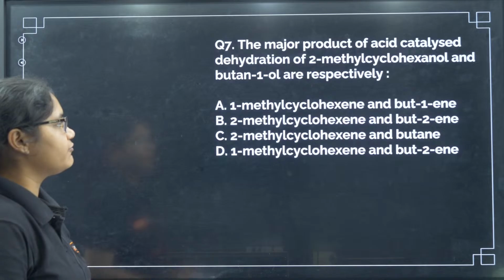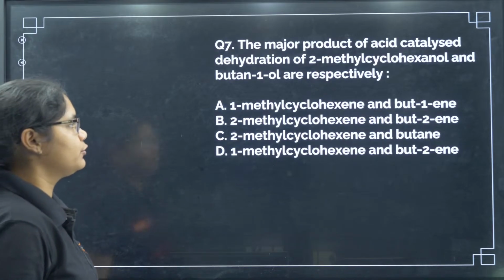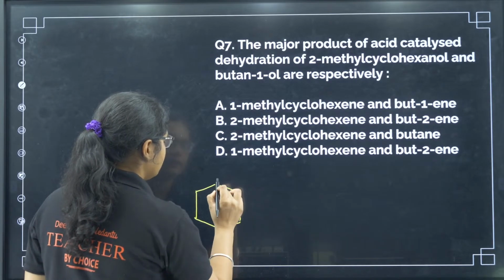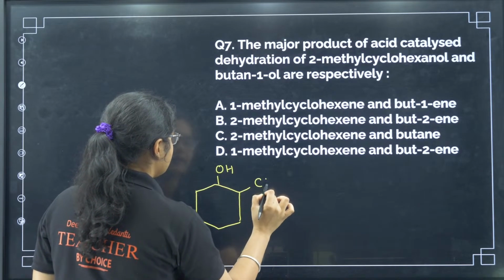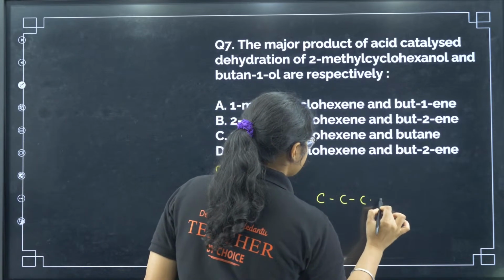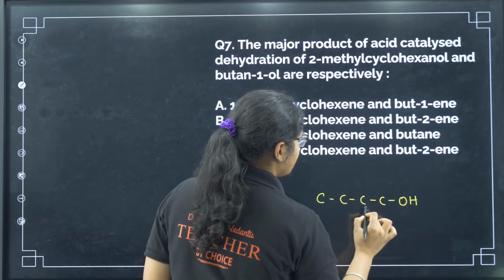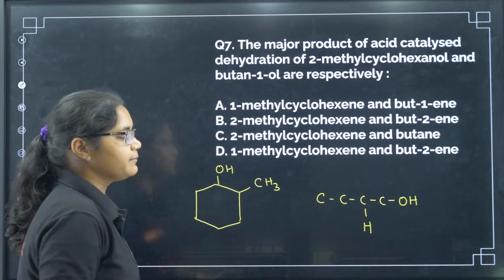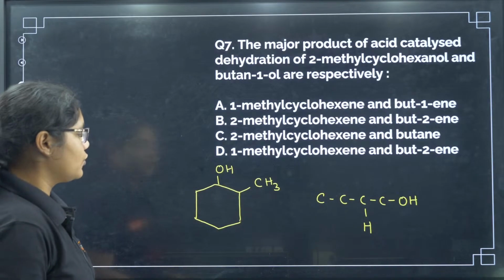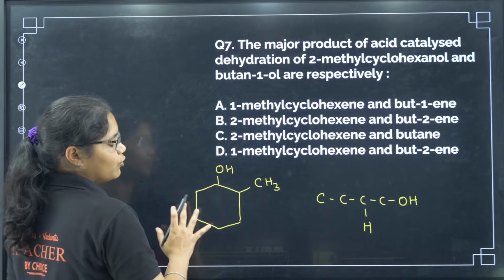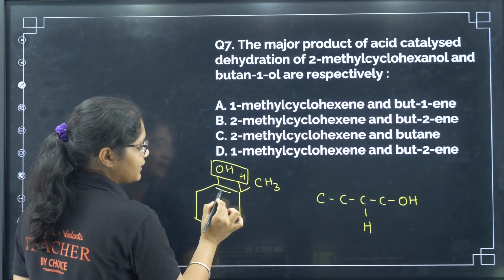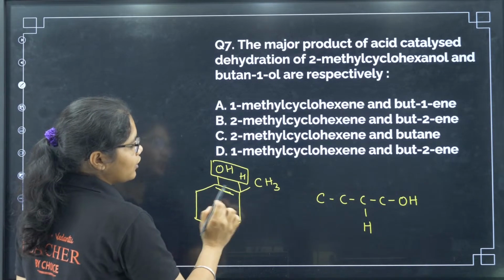The major product of an acid catalyzed dehydration of 2-methyl cyclohexanol and butan-1-ol. So you have 2-methyl cyclohexanol and we have butan-1-ol. So what is the major product in both the cases? Yes, so here definitely we will form a more substituted product. So this OH and H will be removed, so we will get a double bond here, right? So that is your one product.